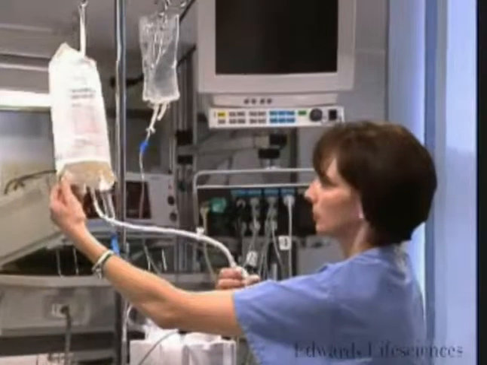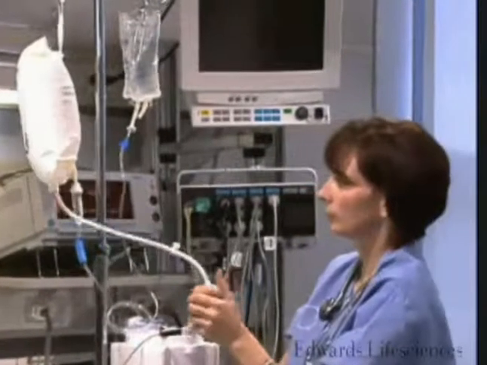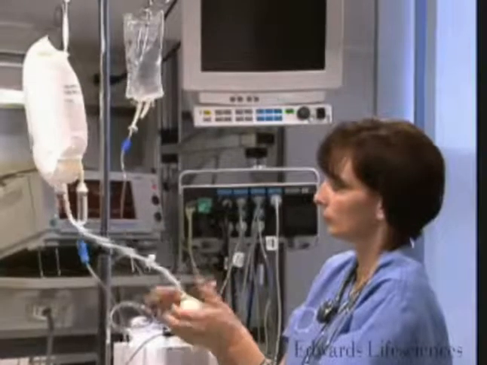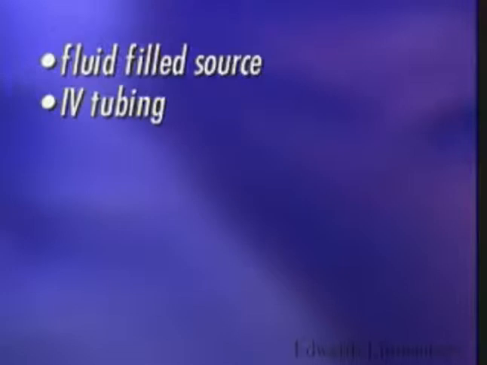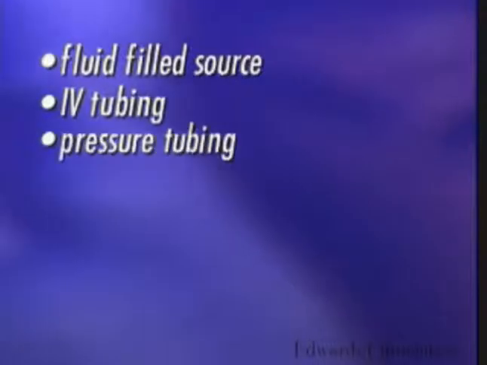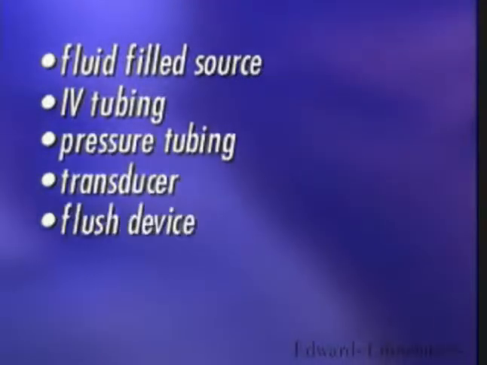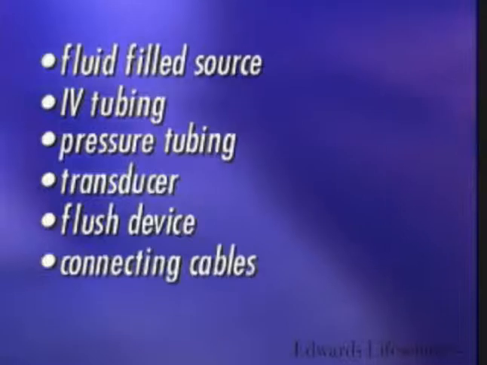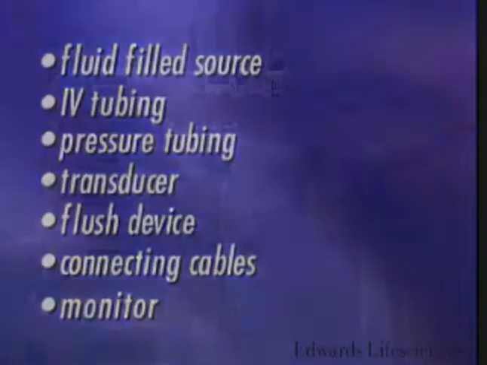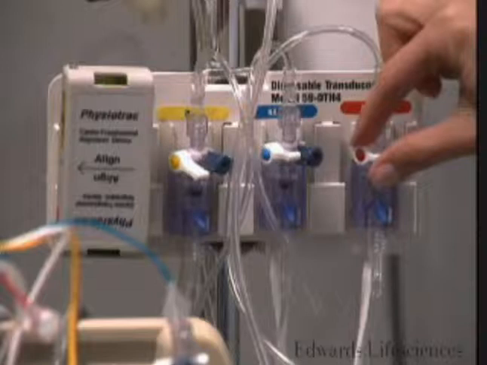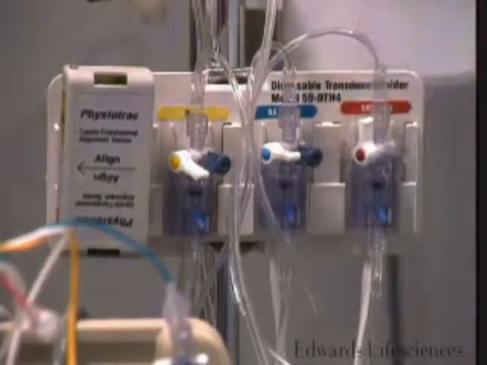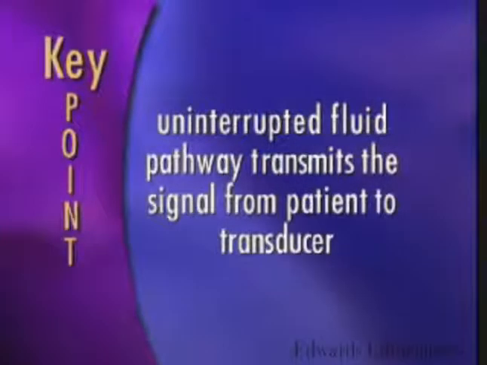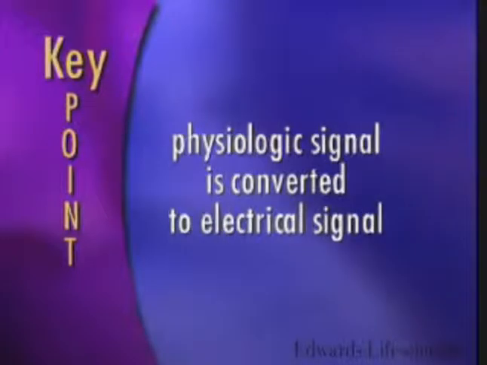Invasive hemodynamic pressures are measured through a fluid-filled system. Therefore, pressure monitoring systems contain certain components. These include a fluid-filled source, IV tubing, pressure tubing, transducer, flush device, connecting cables, and monitor. One or more stopcocks are added to allow entry into the system. The purpose of the uninterrupted fluid pathway is to transmit the signal from the patient to the transducer, which converts the physiologic signal to an electrical one.